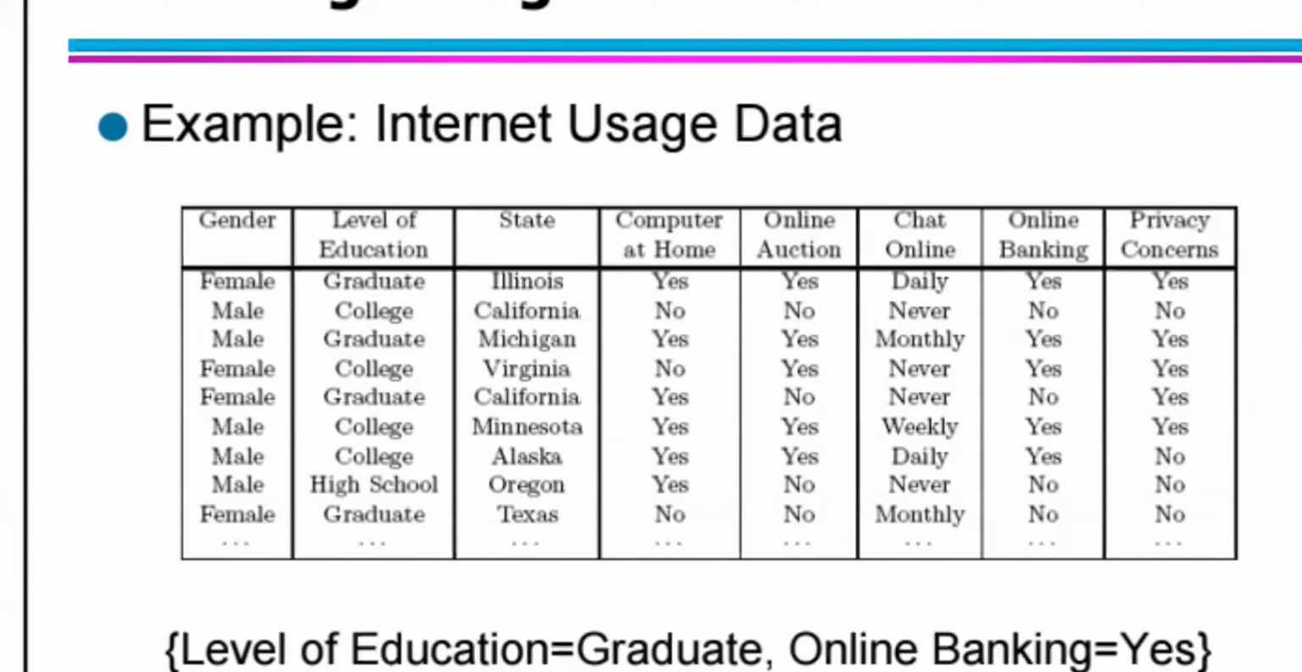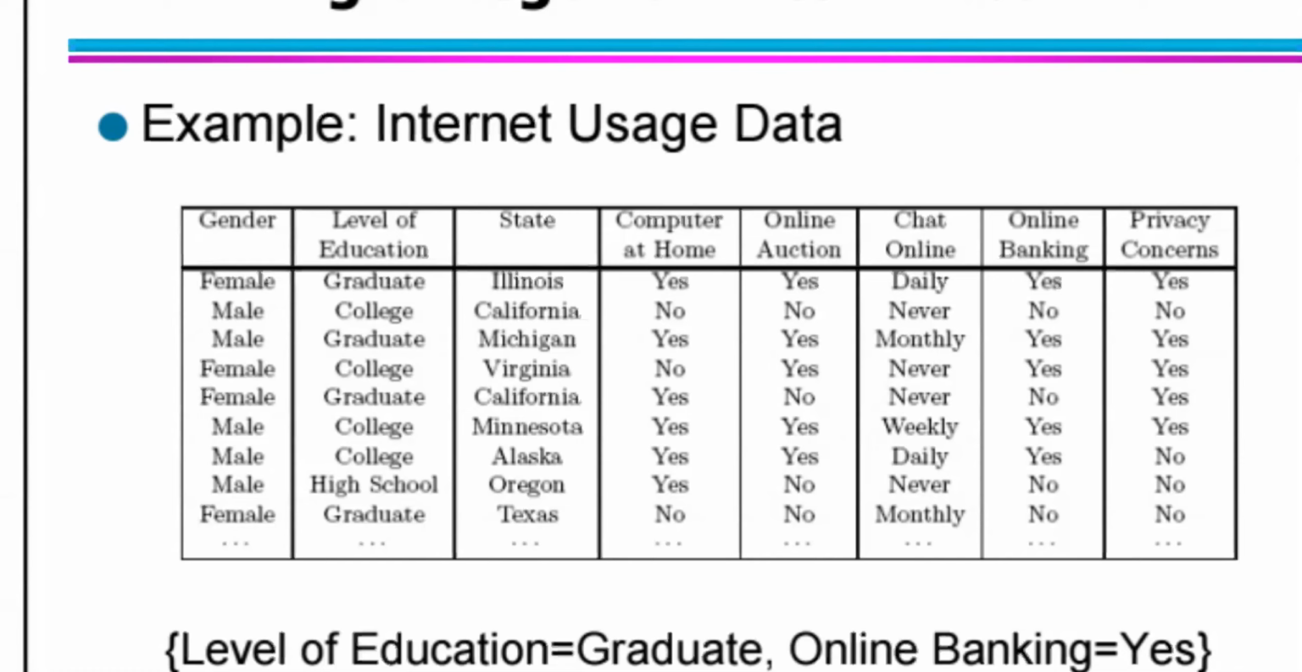And online auction, where you either perform it or not, yes or no, is a symmetric binary attribute. Shop online with daily, never, monthly, never is a categorical attribute. Online banking, either yes or no, is a symmetric binary attribute. Similarly privacy concern, yes or no, is a symmetric binary attribute. So based on the data, you can represent either symmetric binary attributes or categorical attributes.